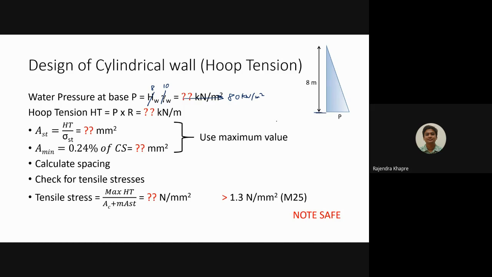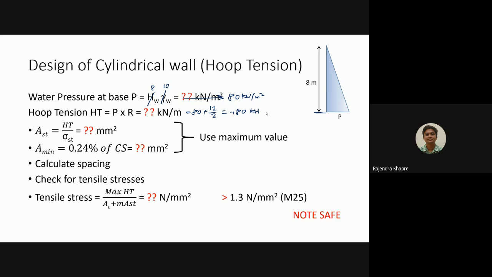Okay, so the hoop tension is nothing but the pressure multiplied by diameter divided by 2, or the radius. So basically the pressure over here is 80 and the diameter is 12 divided by 2. How much is this? Somebody please tell me. 480. Yes. This is 480 kilonewton. So this is a very large value as far as hoop tension is concerned.